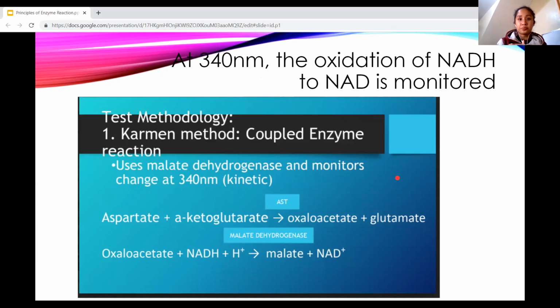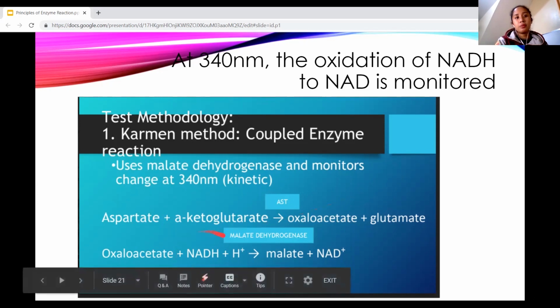Ito yung next na laboratory activity natin, class. I recorded a video of AST. Class, this Karmen method is a coupled enzyme reaction, meaning we use two enzymes. We have AST and malate dehydrogenase. Sabi niya, at 340 nanometers, the oxidation of NADH to NAD is monitored. Tama. So, Karmen method, class, uses malate dehydrogenase and monitors the change at 340 nanometers.